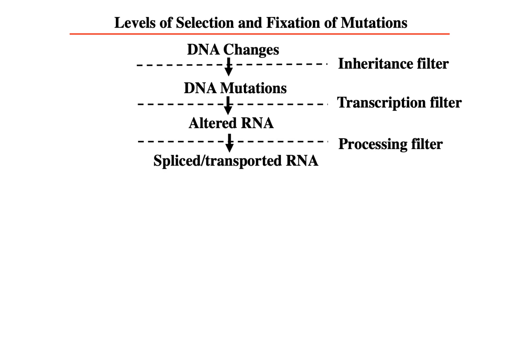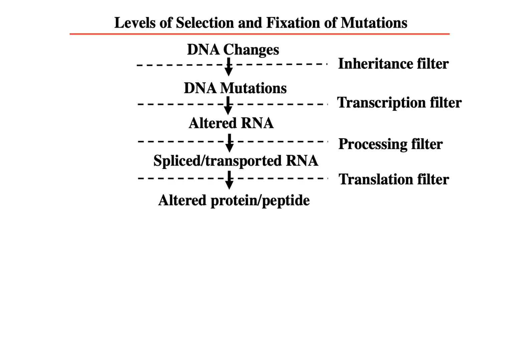So if it is transcribed into this altered RNA containing a mutation, does that mutation affect splicing or transport of that RNA out of the nucleus? So then there's a processing filter that controls what RNAs are never allowed to leave the nucleus. So the next question is, does that altered RNA that has now left the nucleus, is it possible for that to attach to a ribosome and be translated? So then there's a translation filter.